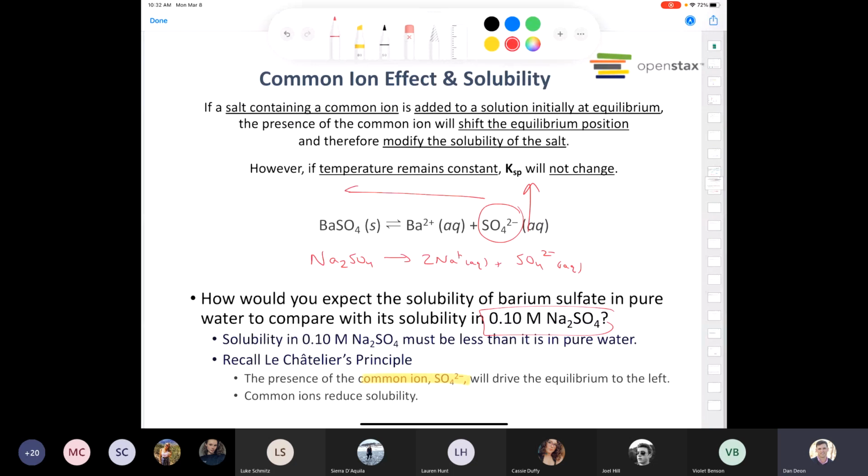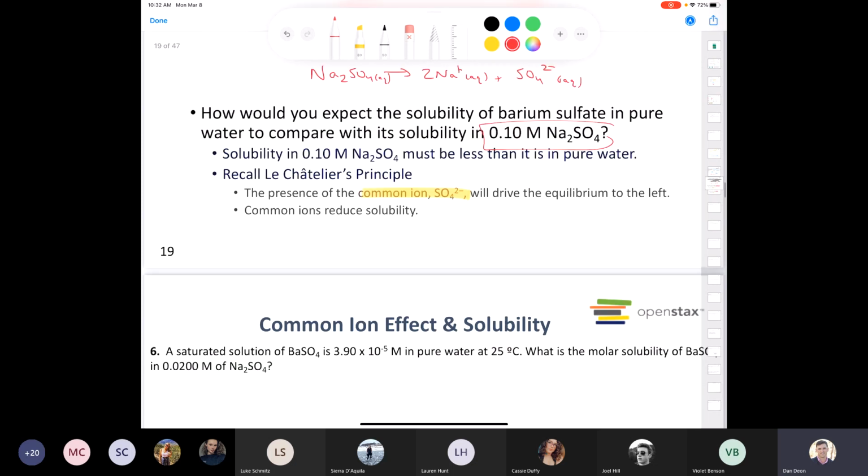What's that going to do? It's going to push the equilibrium towards the left, based on Le Chatelier's principle. And it's going to reduce the solubility of the barium sulfate because you've jacked up the concentration of sulfate just by throwing this in there. And if you're like, Mr. Dion, why do you keep leaving stuff out? What about the sodium? Isn't that going to do something in there? No, right? Because sodium sulfate is a soluble compound, so it's going to dissolve. The sodium ions aren't going to change diddly squat. So it's going to push the equilibrium back to the left.